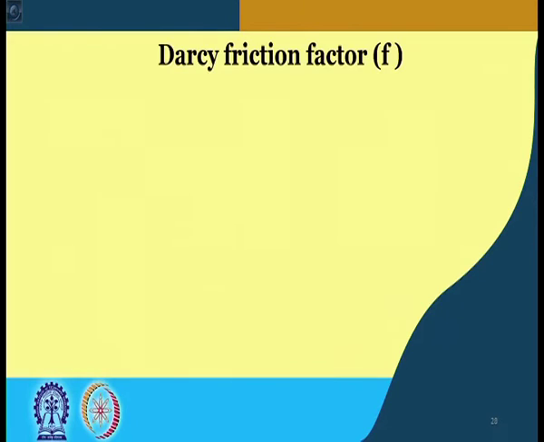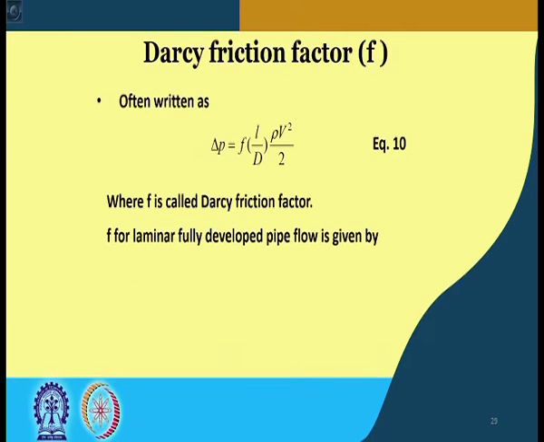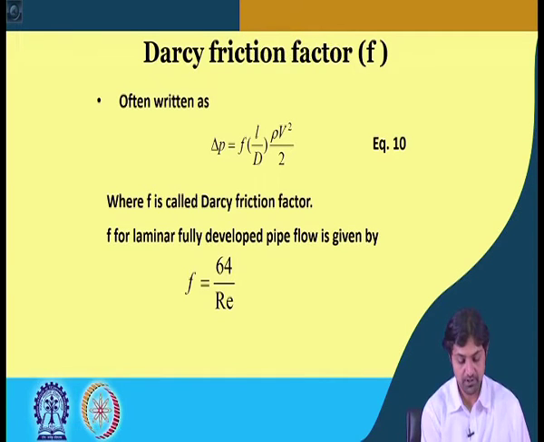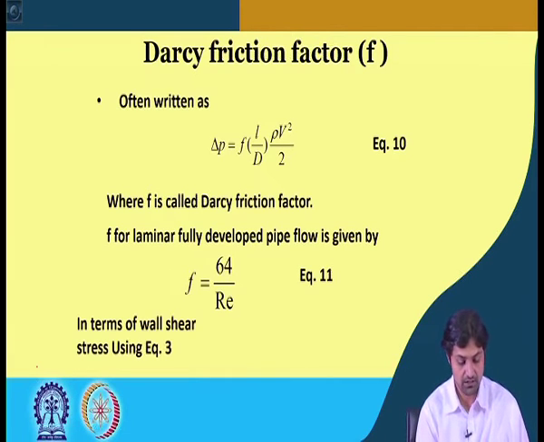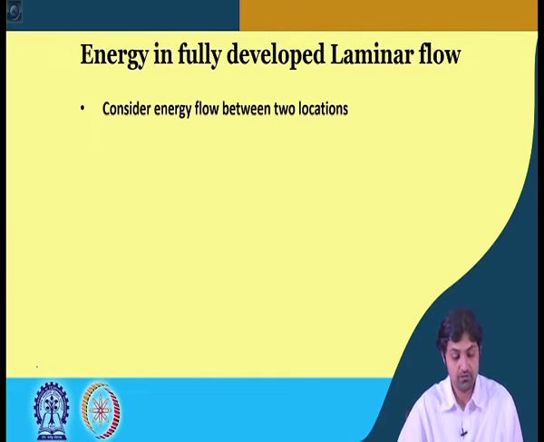Welcome back, student, to this fourth lecture of the pipe flow. Last time we saw the Darcy friction factor, and we saw that for the fully developed laminar flow the Darcy friction was 64 by Re, whereas in terms of wall shear stress it was 8 tau W by rho V square. Okay, now we are going to see about the energy in a fully developed laminar flow.